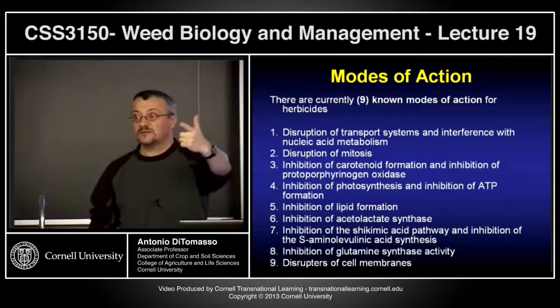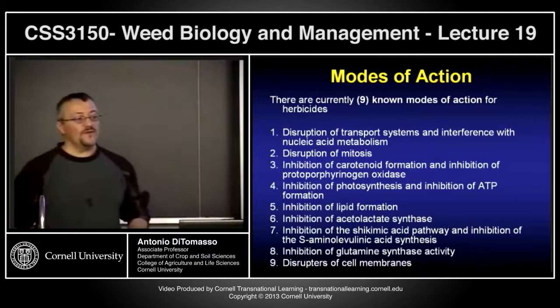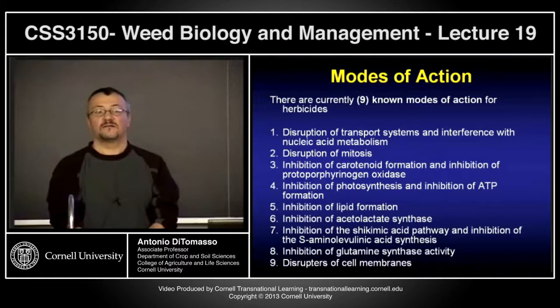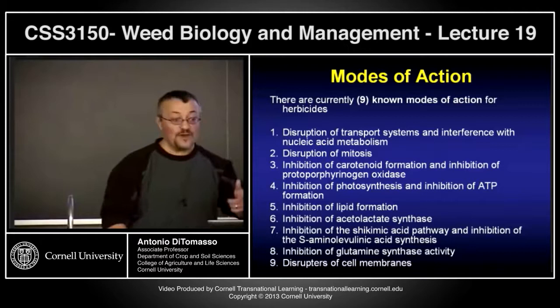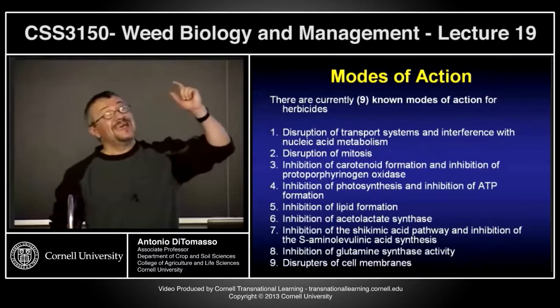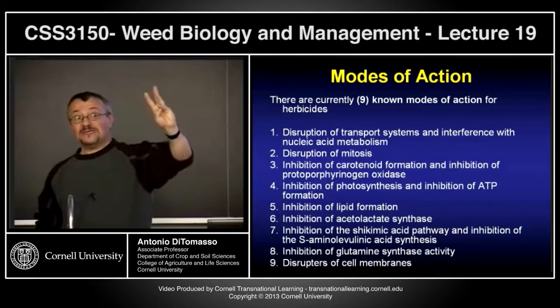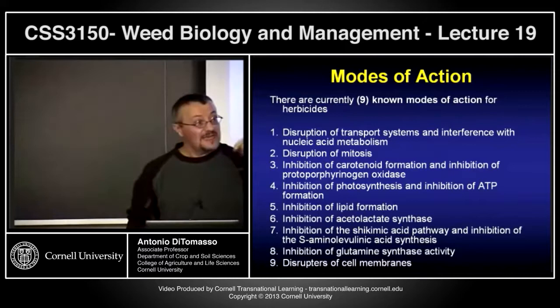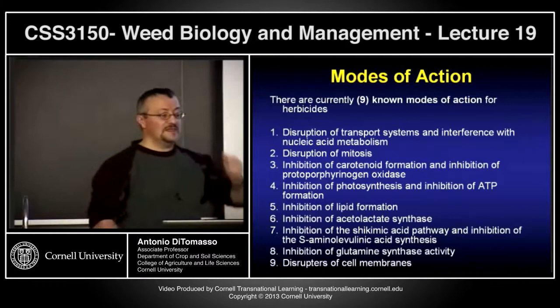Inhibition of the acetolactate synthase enzyme. ALS inhibitors. What's this? ALS inhibitors: nicosulfuron, halosulfuron, the sulfonylureas, Permit, Pursuit, imazethapyr. This affects an enzyme that's key to the production of branched-chain amino acids that only plants produce. In fact, those three, only plants produce them. That's why we've got to eat vegetables and vegetation, because we can't produce them. Valine, isoleucine are in that group.